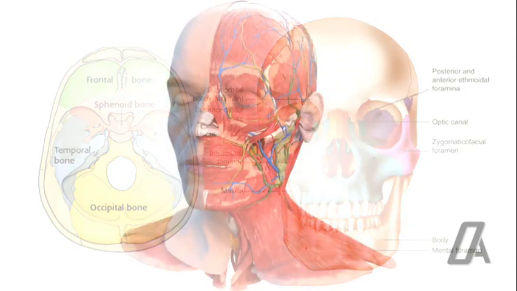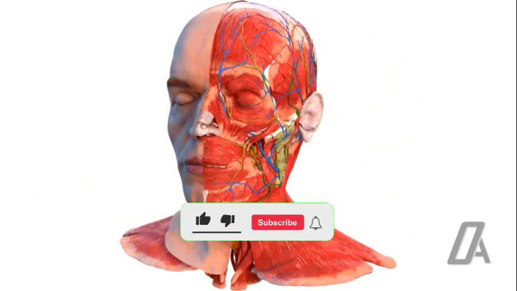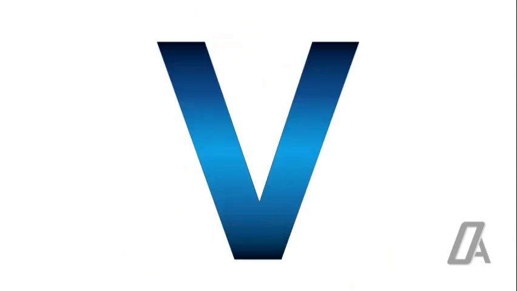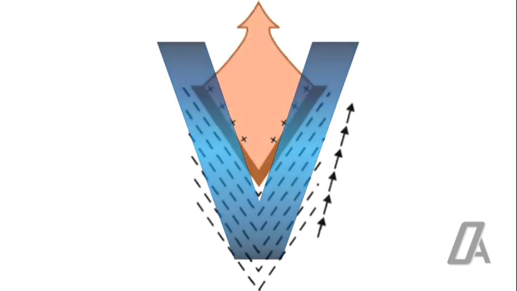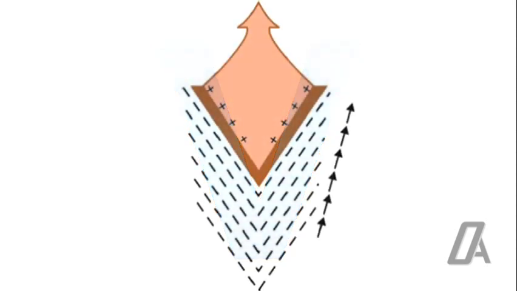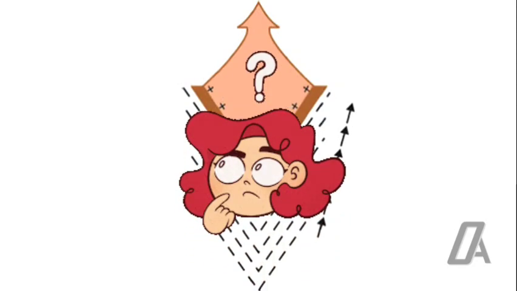Enlow's V principle is an integral part of the study of craniofacial growth. It describes the way our faces grow and develop. Picture a V shape. The top of the V is where the growth begins, and the arms of the V represent the direction of this growth. This is why it's called the V principle. But why does our face grow in this particular way?